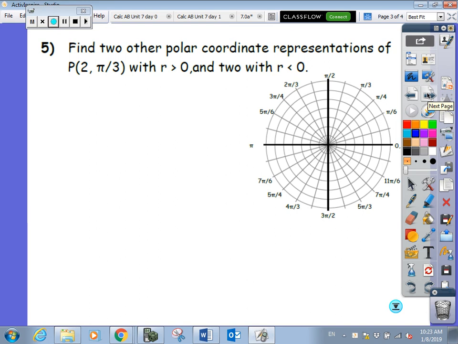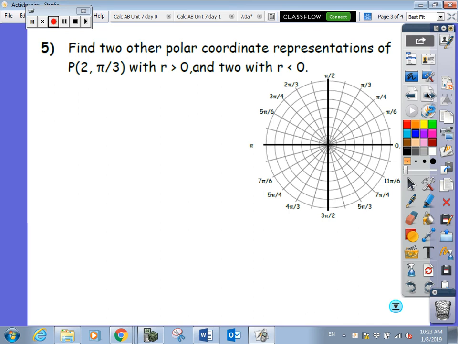All right, so it wants you to find 2 other polar coordinates, 2 with r is greater than 0 and 2 with r is less than 0. So we can't change r. R is going to be 2. We're on that second ring no matter what. Okay, r is either going to be positive or negative 2.